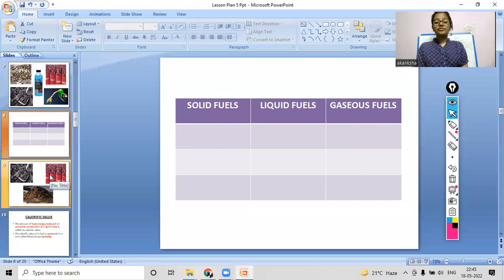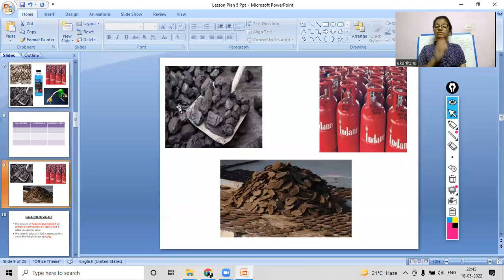Okay, so now these three types of fuels are given in front of you. First picture shows the coal, second picture shows the LPG, and third picture shows the cow dung, right? We produce fuel from the cow dung. You must have heard about biogas, right? Okay. So now, if you are given a liter of water, there is a situational question for you. If you are given 1 liter of water and you have to boil it, which fuel will you use among these and why? Okay.